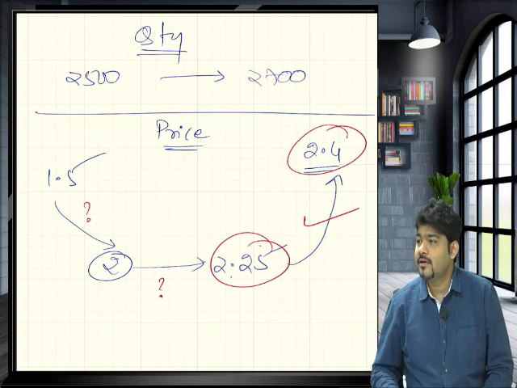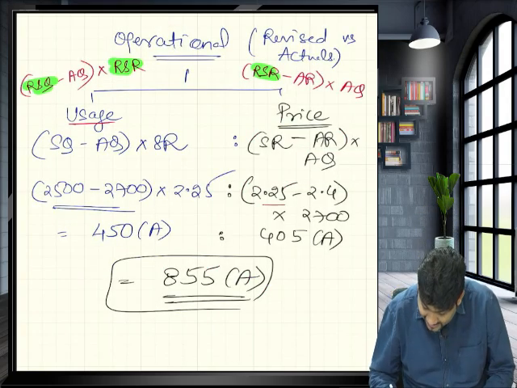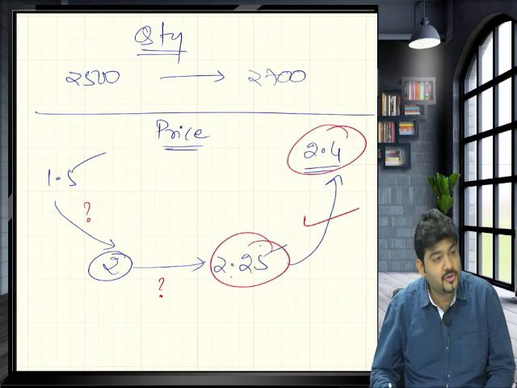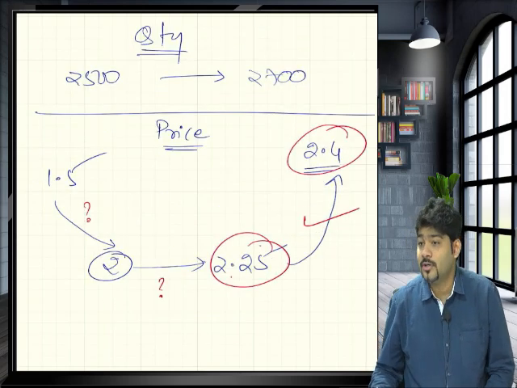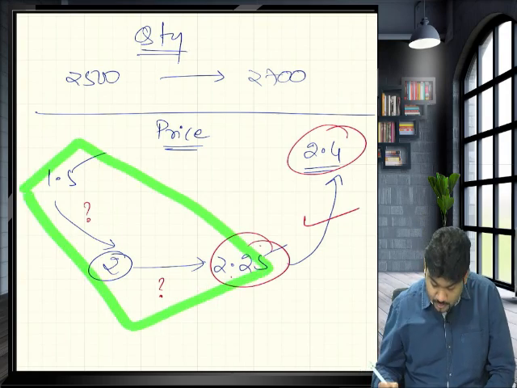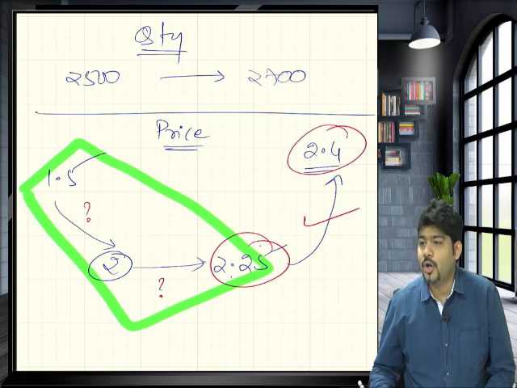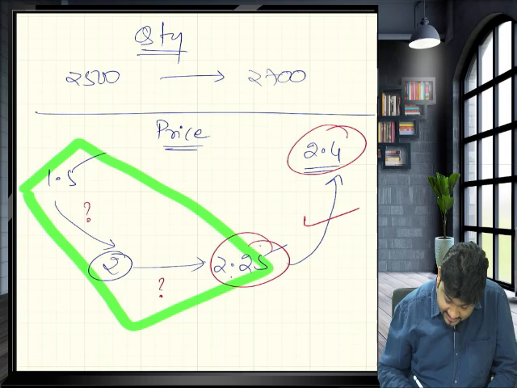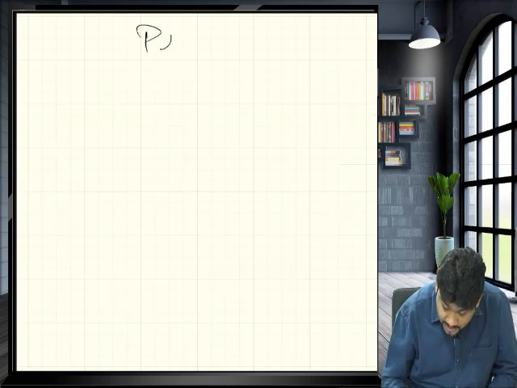No. Why? We have already compared 2.25 to 2.4. It is already compared in operational price variance, no? Yes. So now what is left? The comparison of 1.5 to 2.25 is left. This is what will be done in the planning variance.